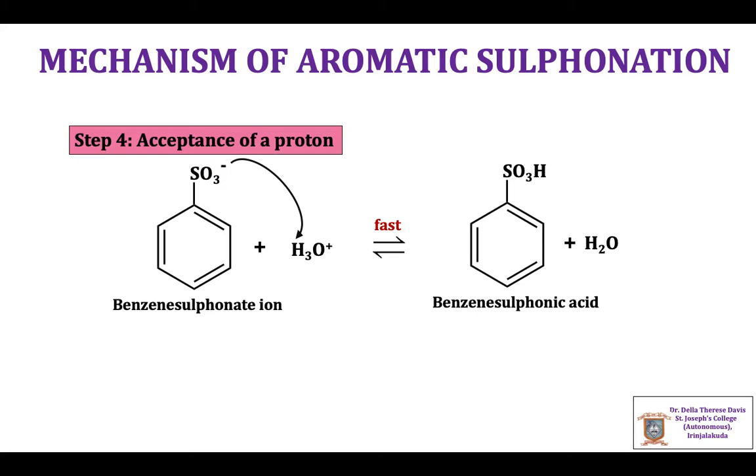In the previous cases, there were only 3 steps in the mechanism, that is generation of the electrophile, formation of the pi complex which changes to the sigma complex, and loss of proton. But in this sulfonation mechanism, there is an additional step, that is acceptance of a proton to form the final product, benzene sulfonic acid.